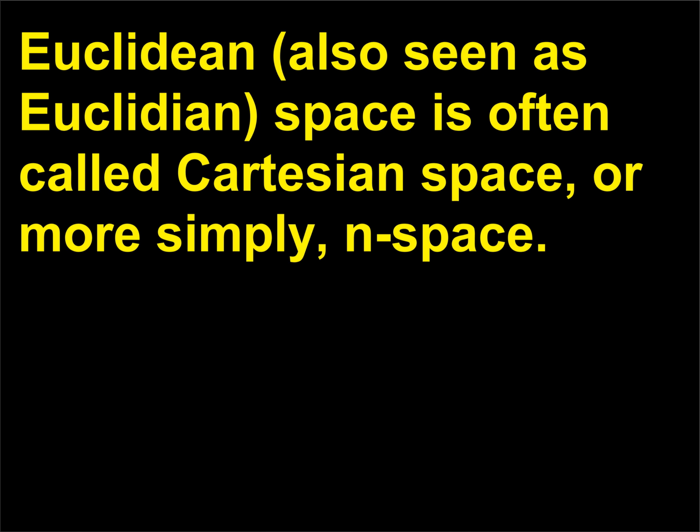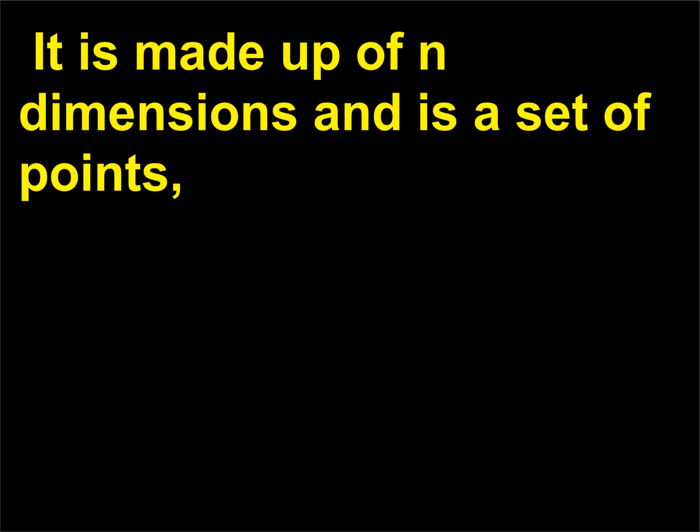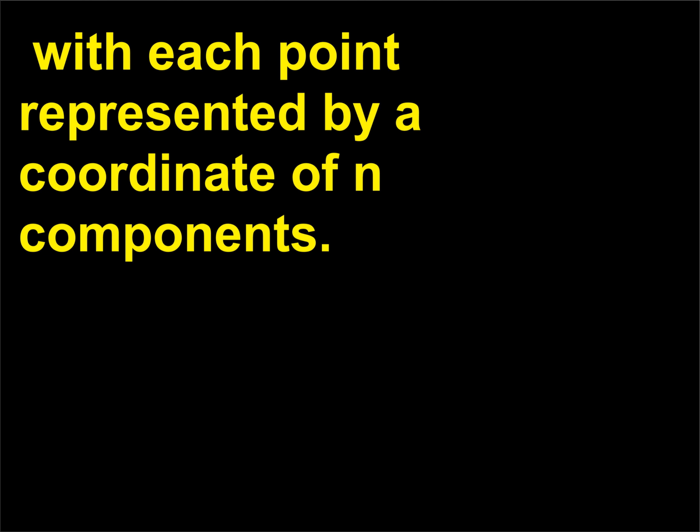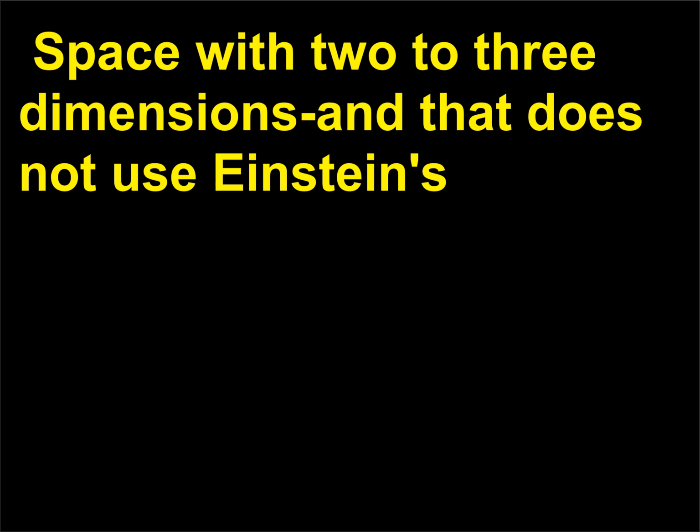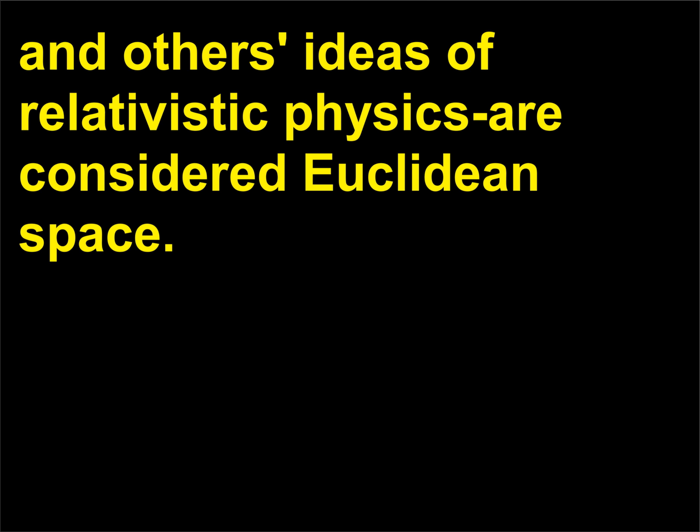Euclidean space is often called Cartesian space, or more simply, n-space. It is made up of n dimensions and is a set of points, with each point represented by a coordinate of n components. Space with 2 to 3 dimensions and that does not use Einstein's and others' ideas of relativistic physics is considered Euclidean space.